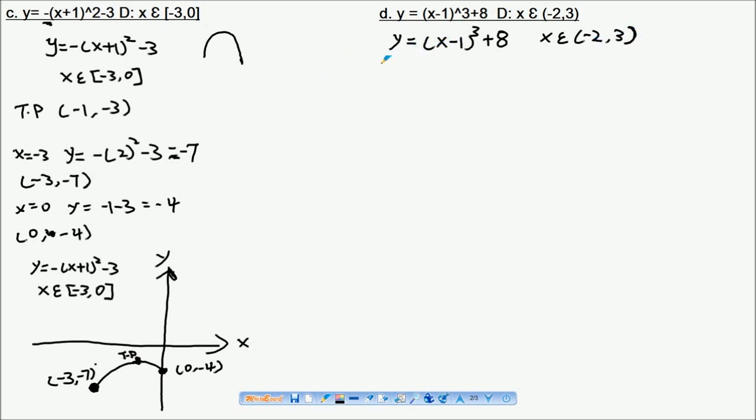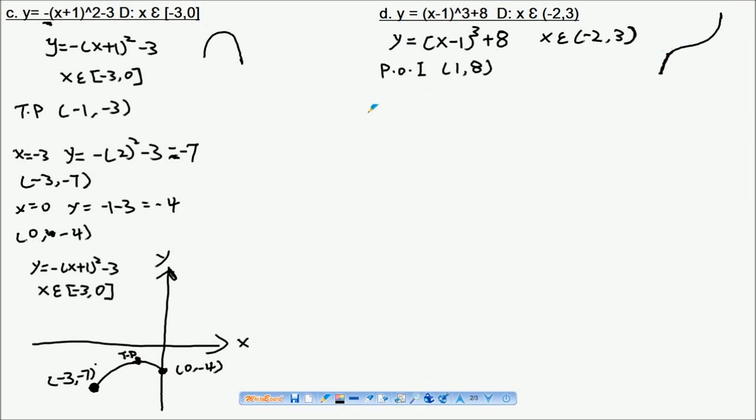Now let's find the point of inflection, which is 1 and 8. Okay, we find it in a similar way to finding the turning point, and let's look at the equation. The equation should have a shape like this. Because there's no minus sign in the front, the cubic graph should look like that.